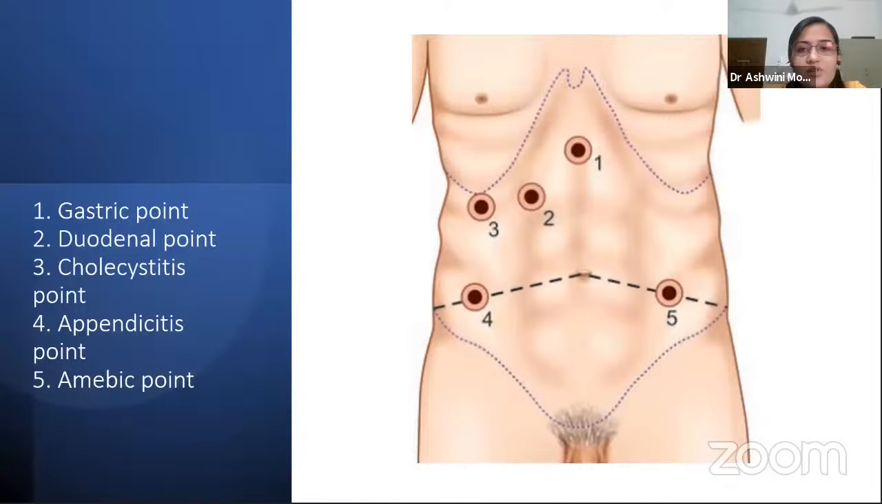Here I have shown the picture of different points. The first is the gastric point in the midline in the epigastric region. This is the duodenal point, 1.5 centimeters lateral to the midline. This is the cholecystitis point, near the 9th costal cartilage lateral to the right rectus muscle. This is appendicitis, McBurney's point, and this is the amoebic point on the spino-umbilical line, medial 2/3 and lateral 1/3.